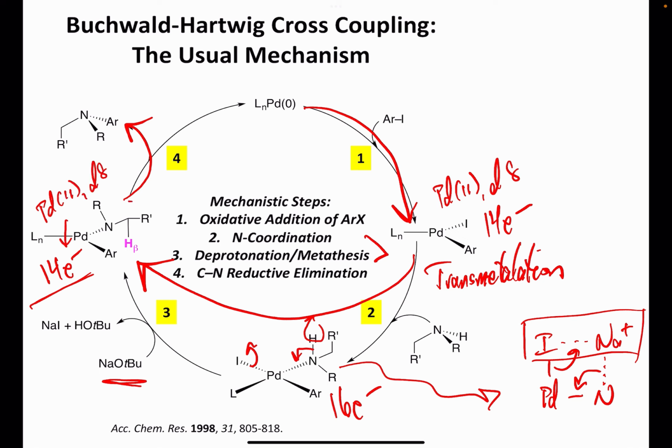Notice the reductive elimination step. The coordination number goes down by 2, the oxidation state goes down by 2, and the total electron count goes down by 2. You have a 12-electron active catalyst in this case. This is the general mechanism for the Buchwald-Hartwig cross-coupling.